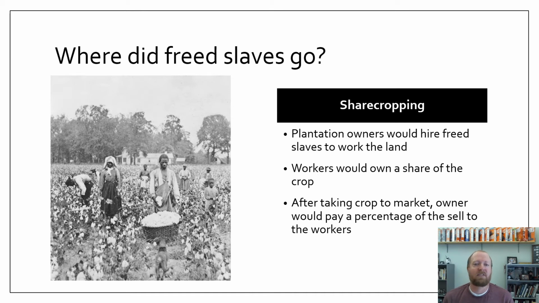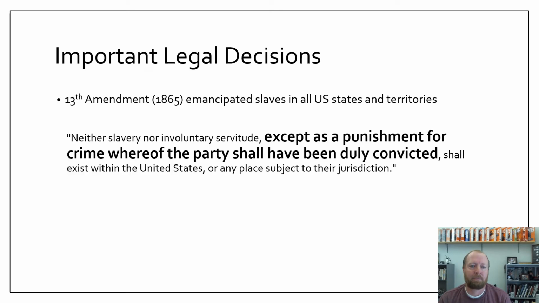Oftentimes they were promised 15 cents per pound sold. And when the owner would come back, they'd say, all I can give you is 5 cents. And so a lot of injustices went on that were designed to take advantage and to extract the resources from these recently freed slaves. But the majority of slaves stayed in the South trying to work their own land, hoping to earn enough money to one day be able to buy their own land.